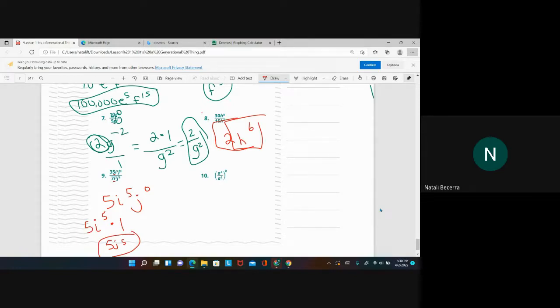Okay. And then this one, super easy. This whole thing is in parentheses and it's to the power of 0. So this is just 1, because anything to the power of 0 is 1, right?